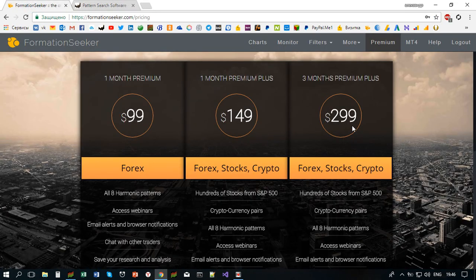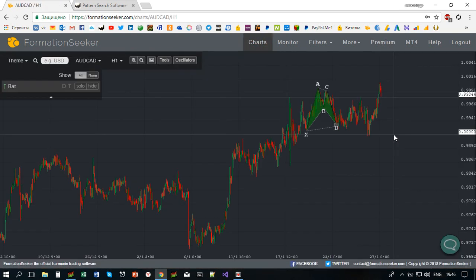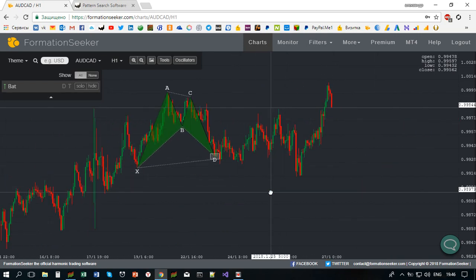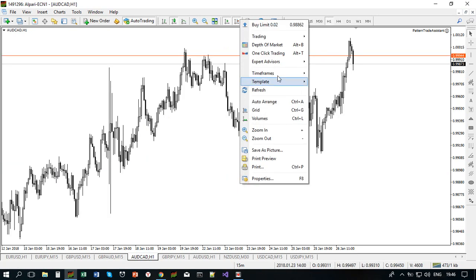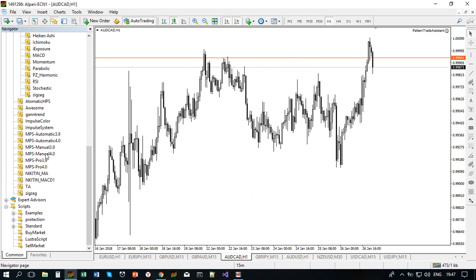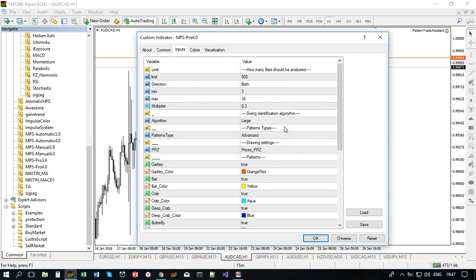Or if you are looking for some harmonic trading, yes, what is this? Aussie Canadian 1 hour. Let's go Aussie Canadian 1 hour. We have Aussie Canadian. Do I have it? I don't have it here. Monster Pattern Search 4.9. And look what I need to do. I need to switch this to harmonic patterns. Yes, you know that we just switched the approaches to harmonic patterns. And let the algorithm be medium.